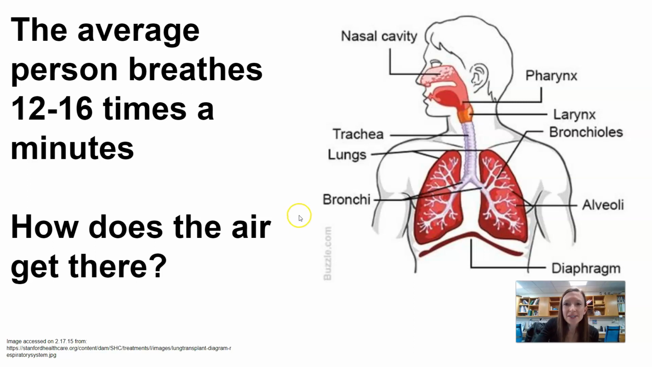But anyway, how does the air get from our atmosphere into our body? If you think about the role of the respiratory system, we're trying to deliver oxygen to all of the cells in our body. So how does our body do that? Let's take a look at it.